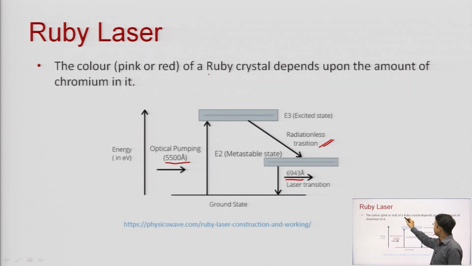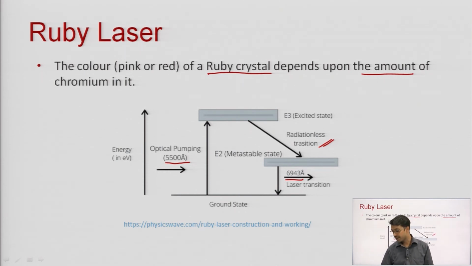So, the ruby crystal is slightly pink and reddish in color. The color depends upon the amount of impurity that is added, that is, the amount of chromium that is added inside it.